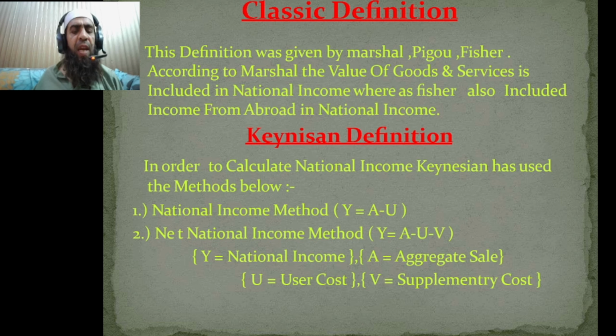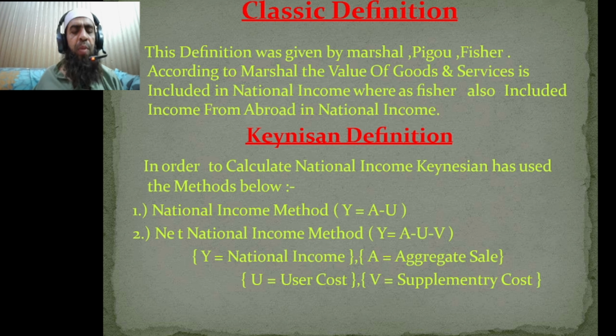And what is the net national income method? Y = A - U - V. Y means national income, A is the aggregate sale, U is the user cost, and V is the supplementary cost. And when we subtract the supplementary cost from the aggregate sale, it becomes the net national income method.